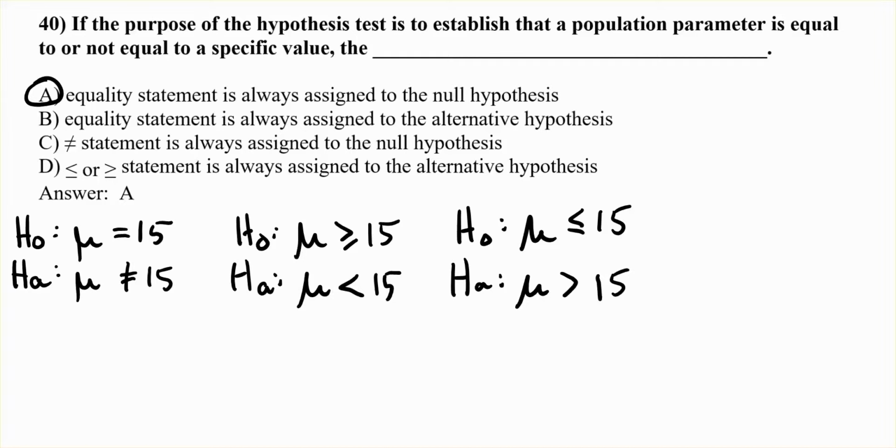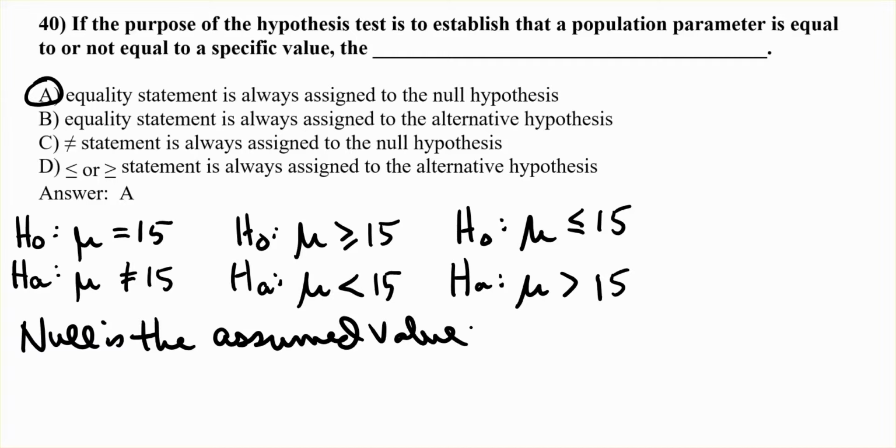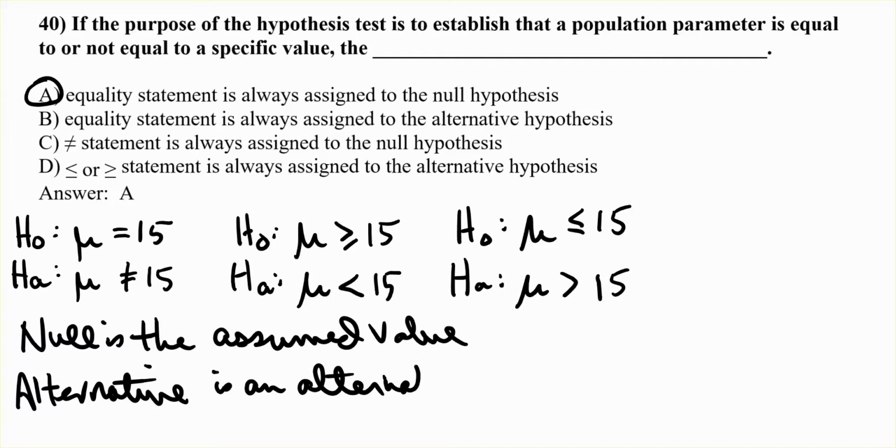The null hypothesis is the assumed value. Null is the assumed value. Alternative is we're trying to show something besides what is assumed. Is an alternative to the assumption.